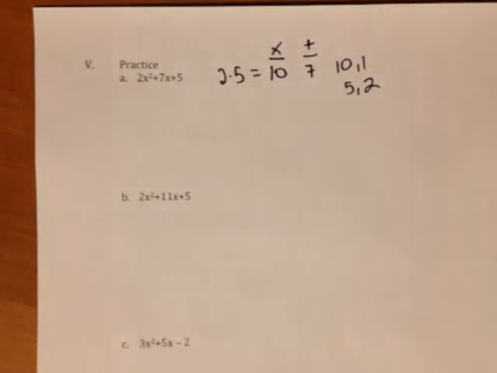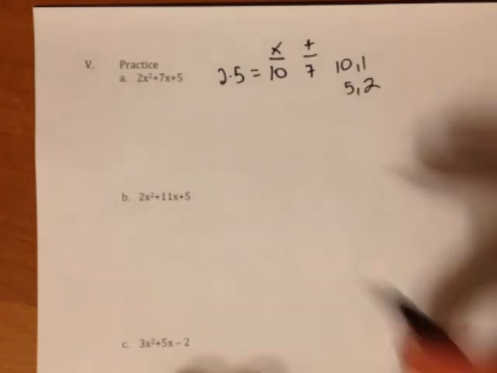Now the question is, does it matter whether you do plus 5x plus 2x or plus 2x plus 5x? Like, does the order matter there? And the answer is simply no. The order does not at all matter there. You could put them in any order.